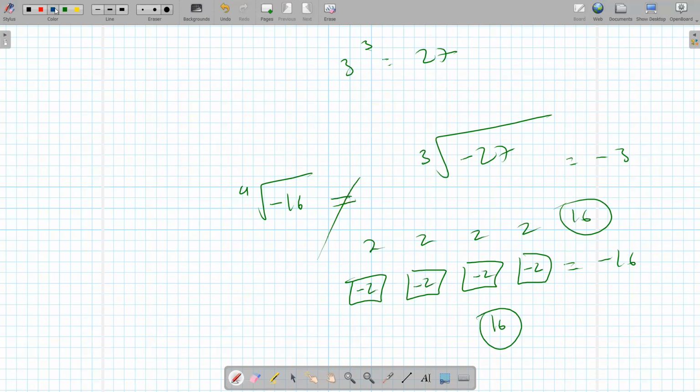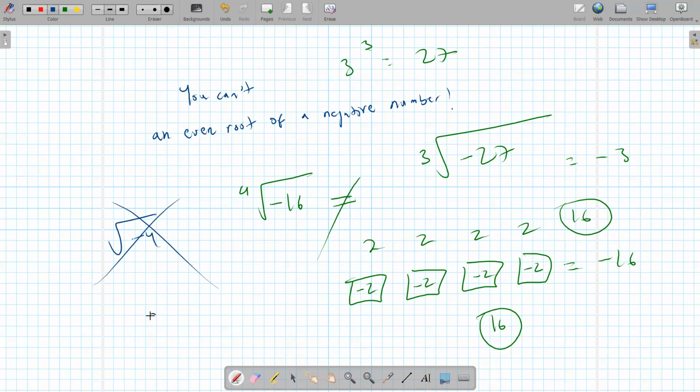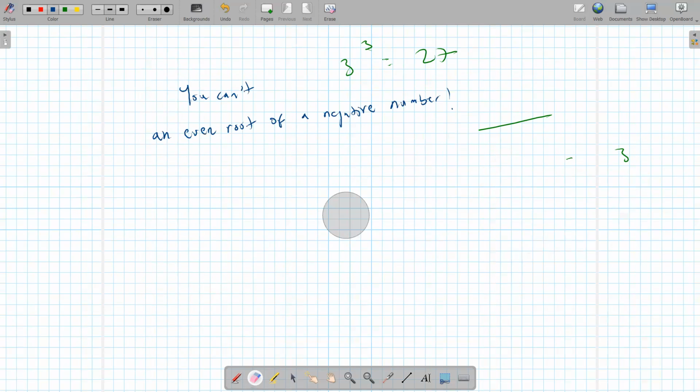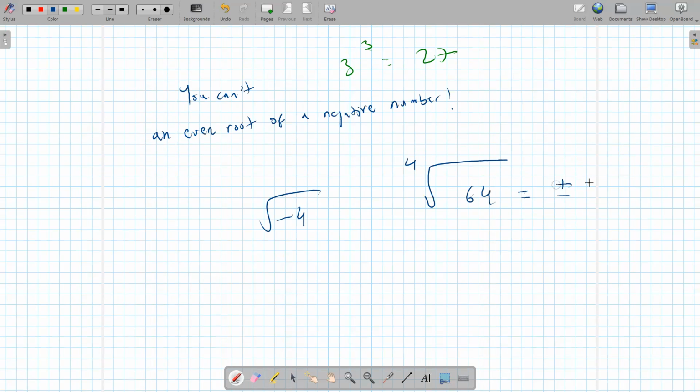So if you have a negative, you can't take an even root, like the square root or fourth root of a negative number. Like, what's the square root of negative 4? Well, it doesn't exist. It does exist. It's 2i, but that's for another time. That's not the real number system. We won't be getting into that anytime soon. That's going to be in university maybe. So if there's a negative number, you can't take the square root. But if it's an even root, like maybe the fourth root of 64, it's going to have two answers. One of them is going to be positive, the other one's going to be negative.